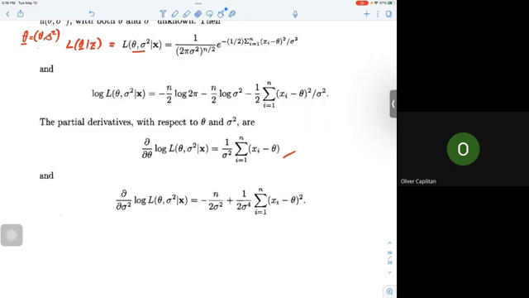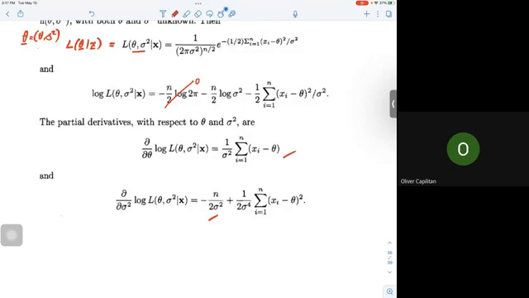For the second, take the partial derivative of the log likelihood with respect to sigma square. The first term has no sigma square, so this is 0. The second has sigma square, so 1 over sigma square times 1, so negative n over 2 times sigma square. The same goes for the third term.